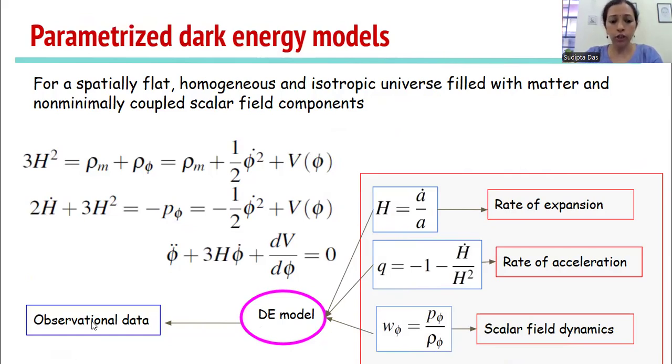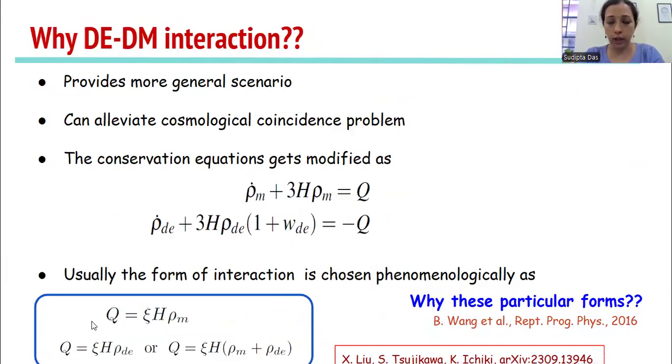Now, if we consider that these two sectors, the dark energy and dark matter sectors, are interacting among themselves, then the corresponding conservation equations will get modified. The conservation now, instead of zero, will have a non-zero term as the source term. But overall, the total energy of the system will be conserved, because if we add these two together, we get the total net component.